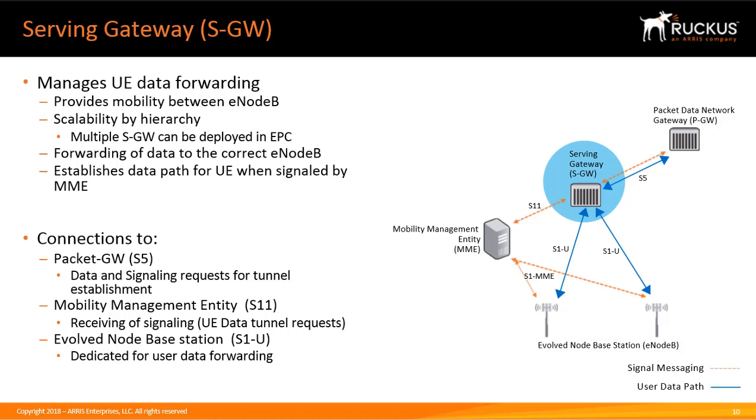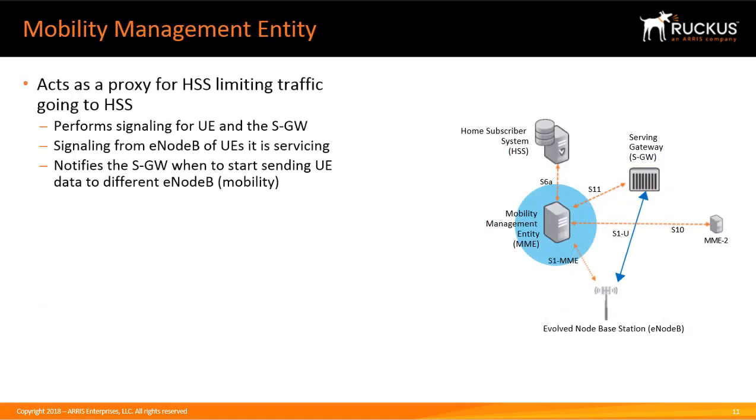Signaling of these tunnels on the serving gateway are requested by its connected MME, which is responsible for authentication and coordinating and communicating the eNode B the UE is attached to. Let's talk more about the MME responsibilities. The Mobility Management Entity, MME, provides proxy support for the Home Subscriber System, HSS, along with the coordination of data path establishment within the EPC for the UE. It can be considered the traffic coordinator for most of the communication within the EPC.